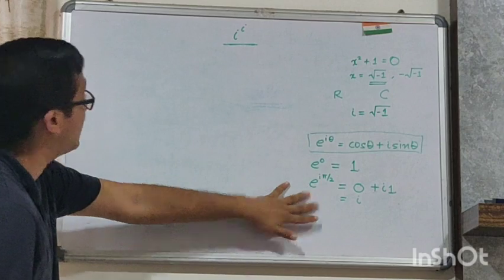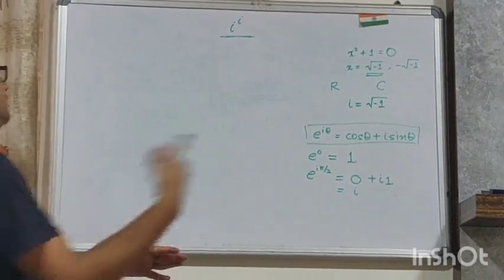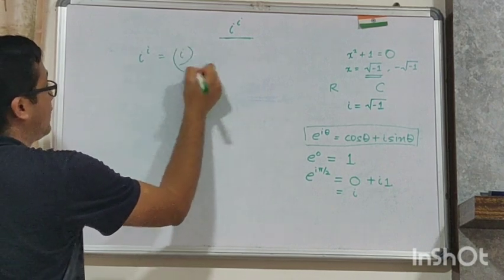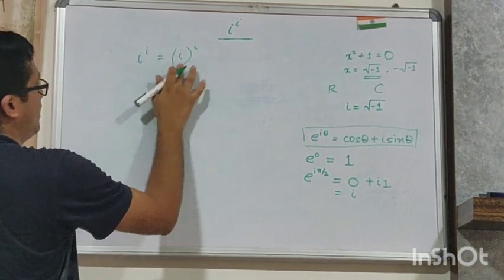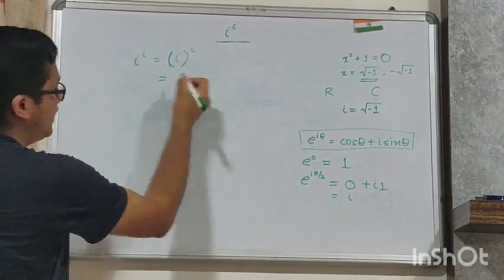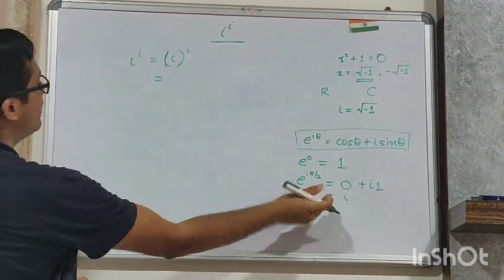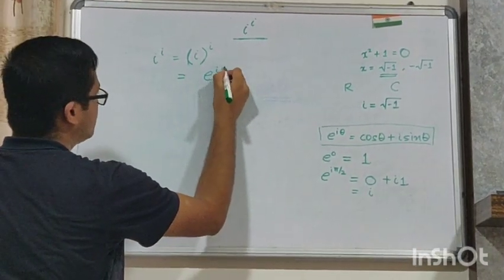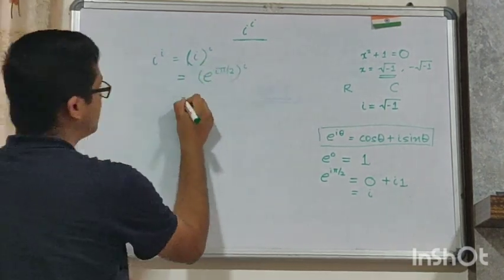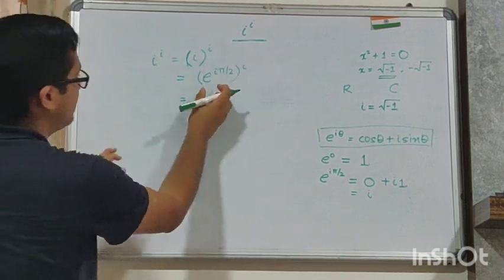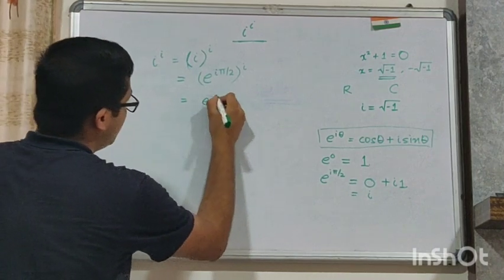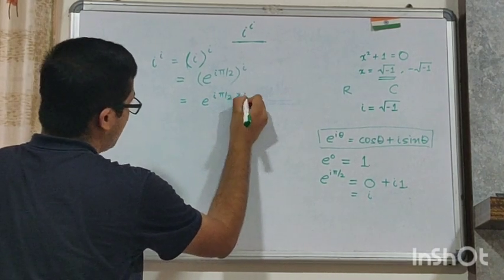Now this result can be used to solve this problem. How? Let's find out. I power I is nothing but I raised to the power I. The I which is the base of this exponent can be written as e power I pi by 2. So it is e power I pi by 2, all raised to the power I. By the basic rule of exponents, when a number is written as a power of a power, the powers are multiplied. So this is nothing but e power I pi by 2 into I.